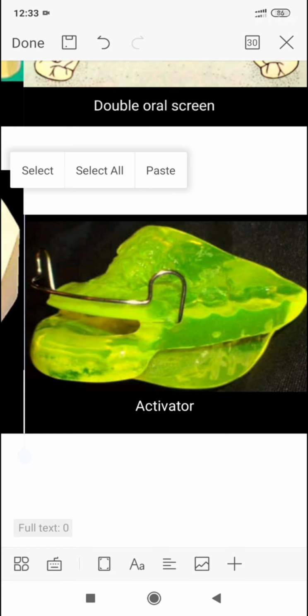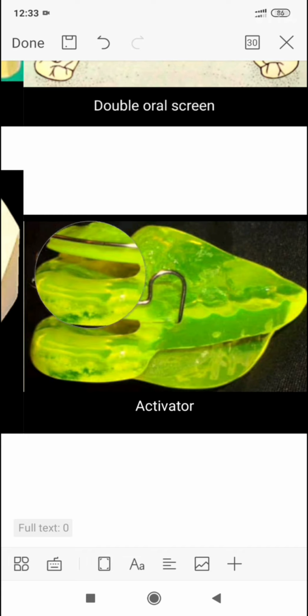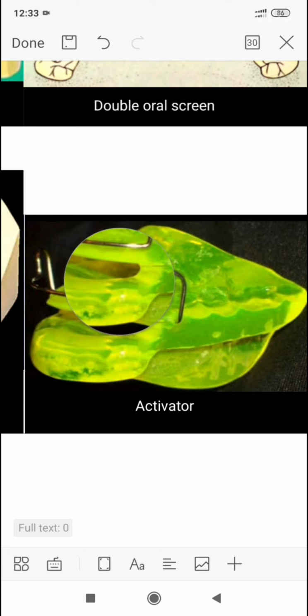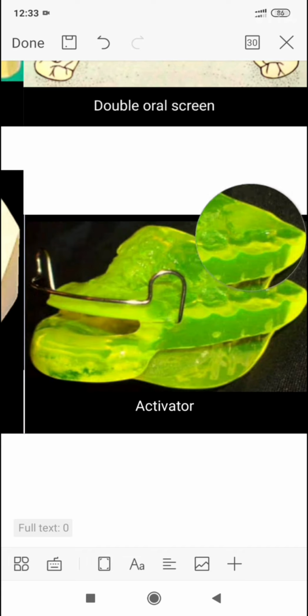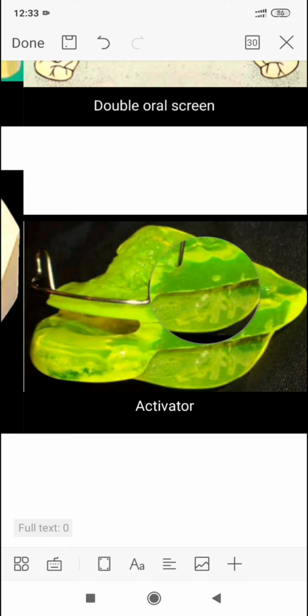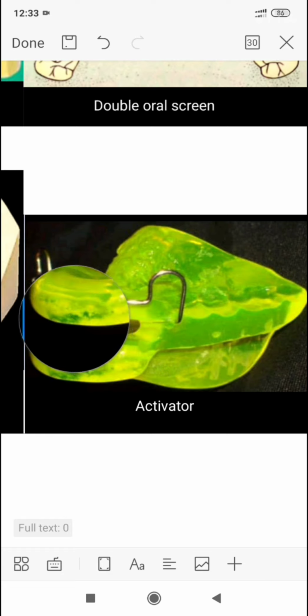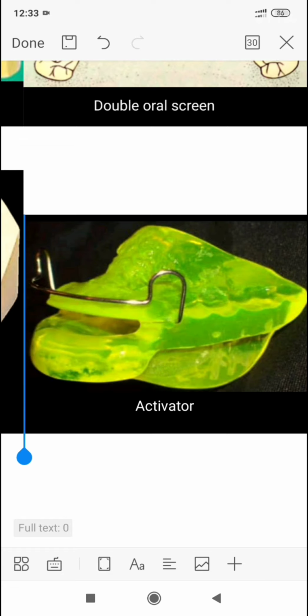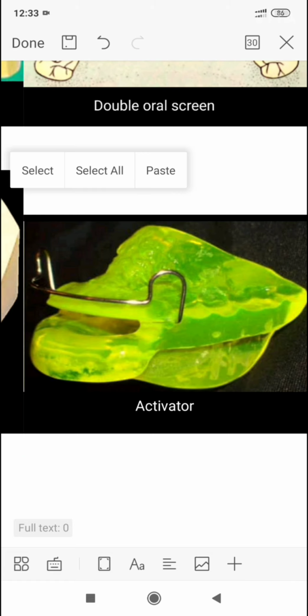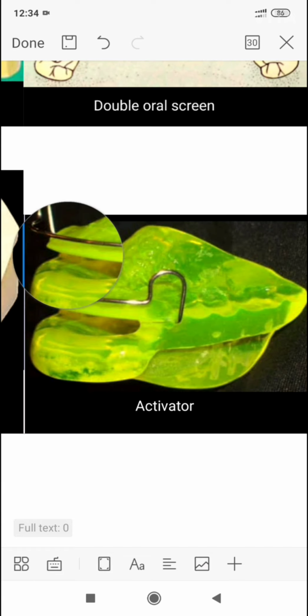As said, it is a passive tooth-borne appliance. What does it do? It prevents forward growth of the maxillary dento-alveolar process, and it gives a reciprocal forward force on the mandible. It prevents the growth of the maxillary dento-alveolar process in the forward direction. It is a passive tooth-borne appliance, all acrylic with a single labial bow.